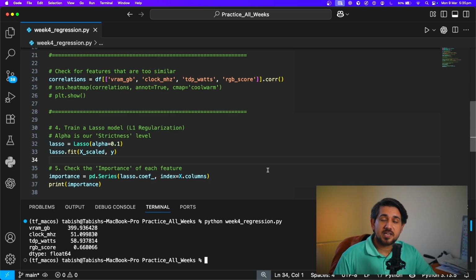Here's another important takeaway. The scale of the coefficient also reflects how Lasso sees importance relative to other features. Features with near zero coefficients are essentially ignored by the model. They aren't hurting predictions, but they also aren't helping. So if you were deciding whether to pay extra for RGB lighting, the model just gave you the answer. Don't. Focus your money on VRAM, clock speed, and efficient power usage. That's what actually drives the price.